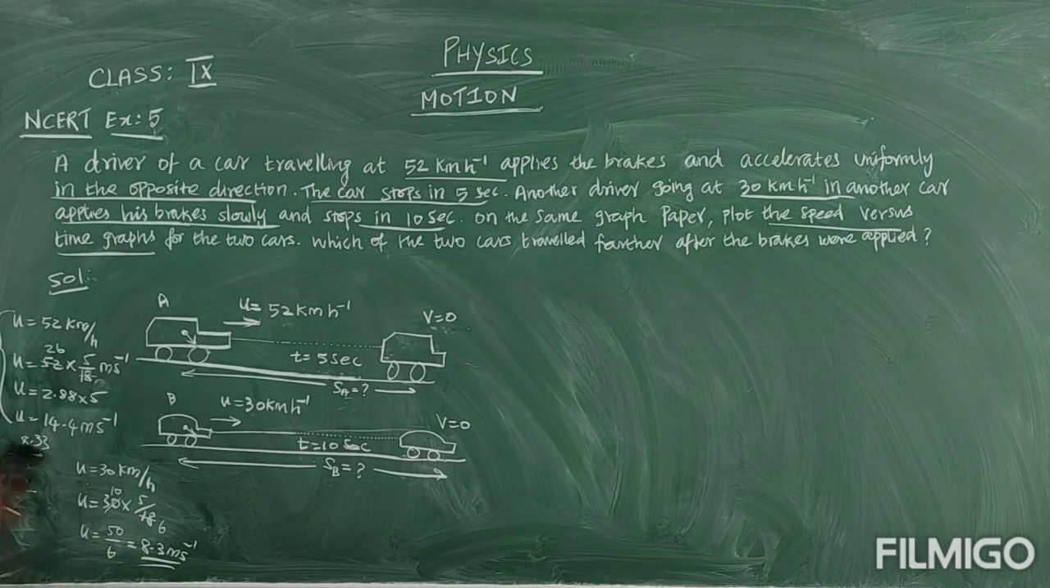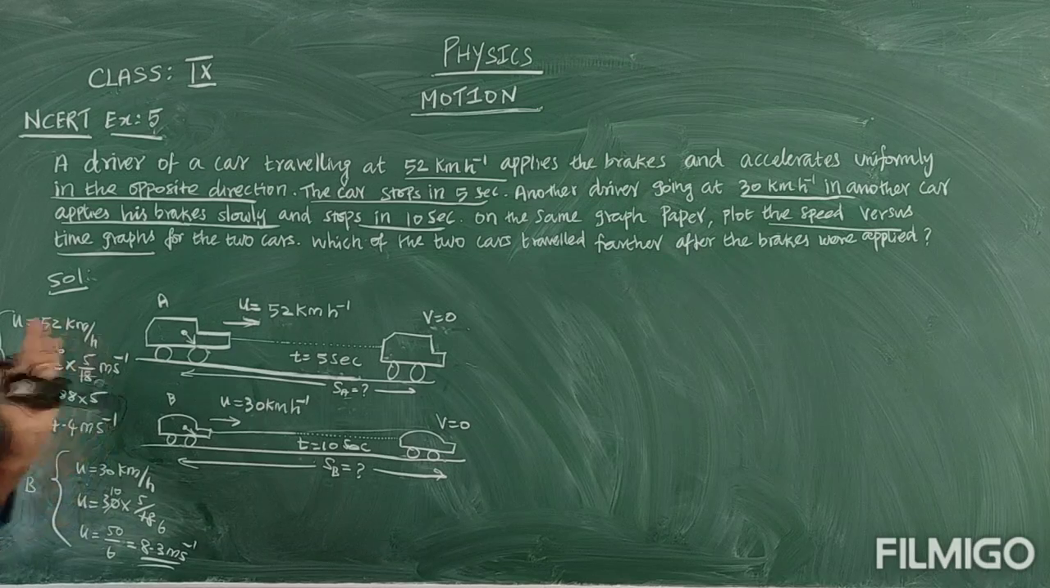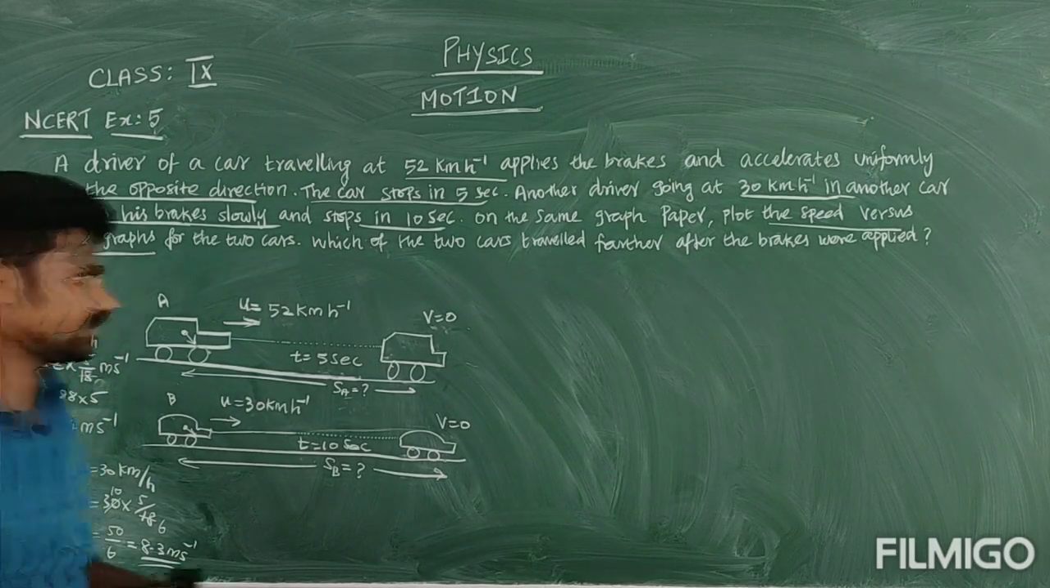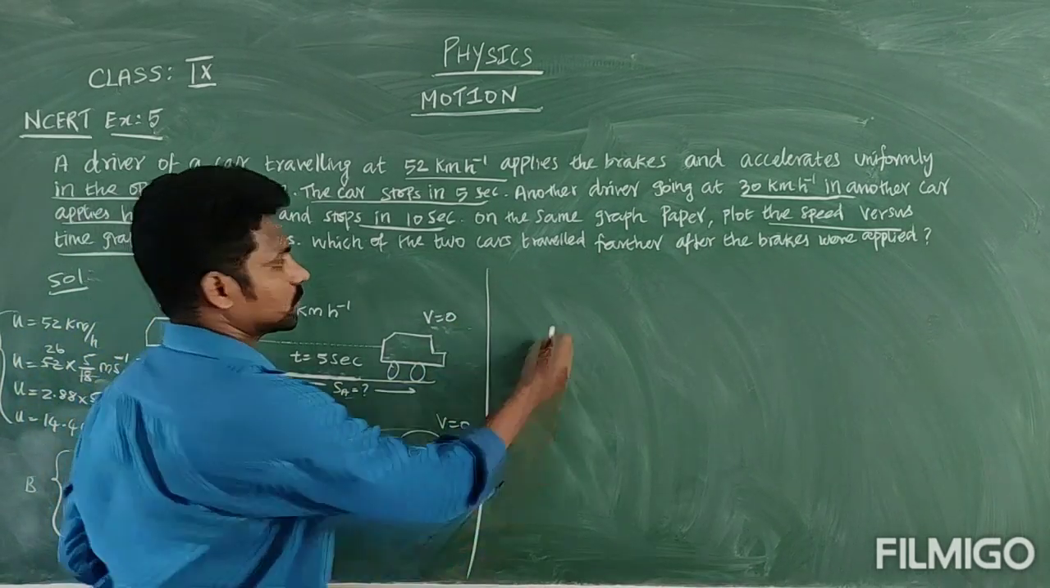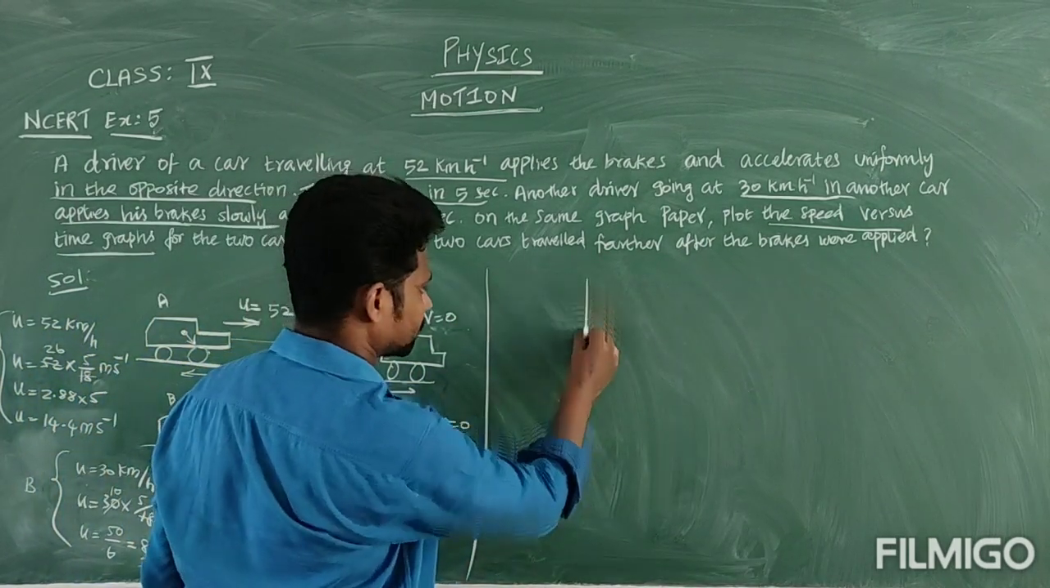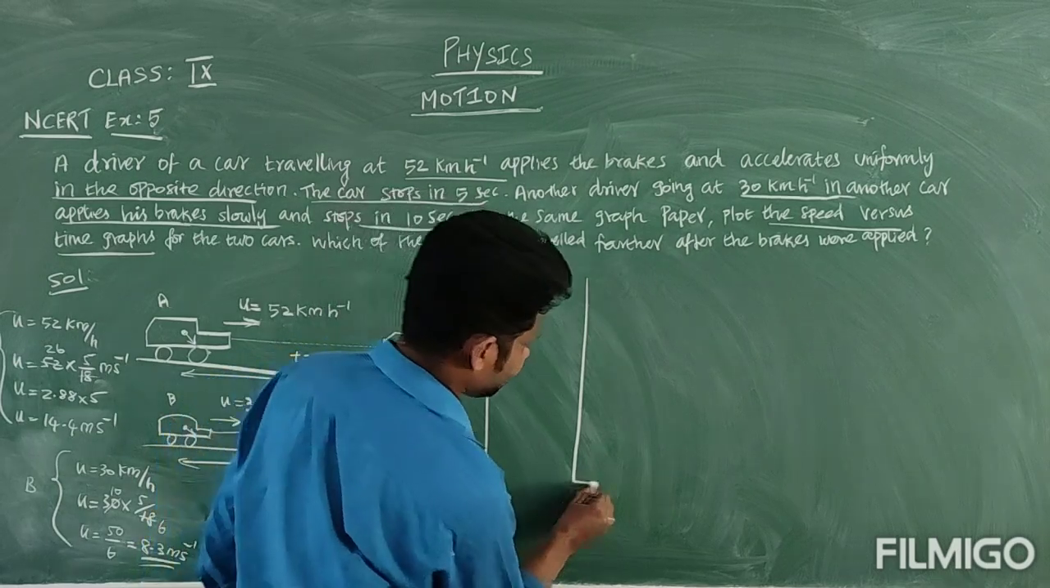Okay, so now we can say this is the speed for car B. So kilometer per hour is converted to meter per second. That is our first step. Next we can draw the graph. They said the graph is between speed versus time.